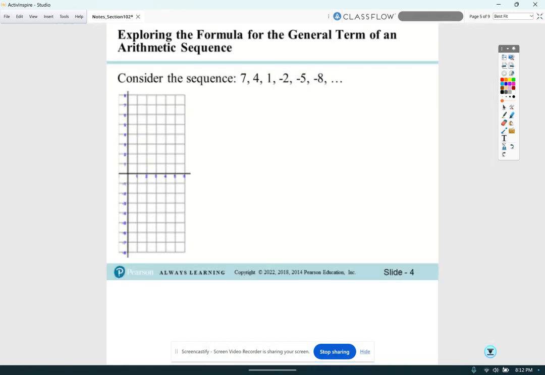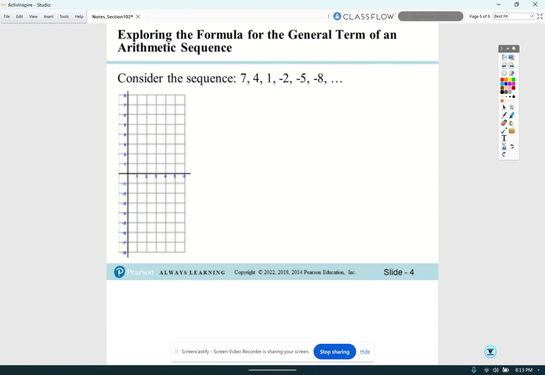All right, one of the big parts about arithmetic sequences is being able to understand their formulas, understand where they come from, and make connections between the graphs and things that are arithmetic. So this slide is going to take us a little bit of a while to develop your understanding. We're going to consider the sequence 7, 4, 1, negative 2, negative 5, negative 8.